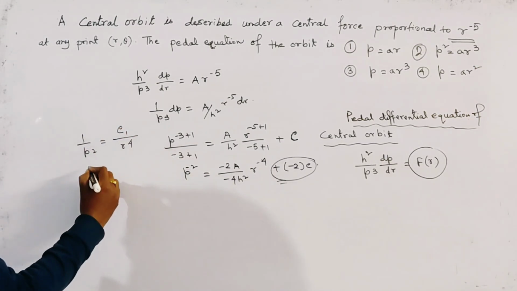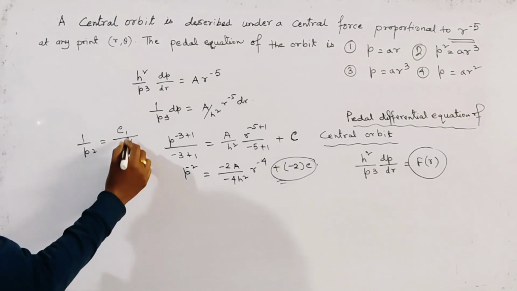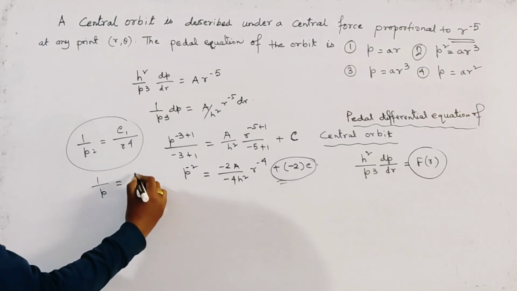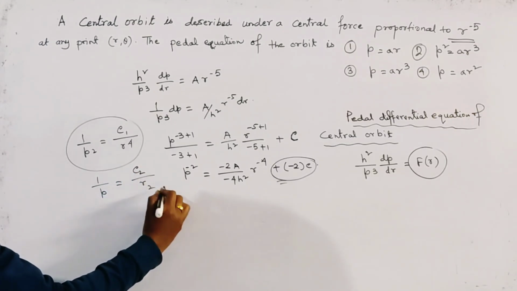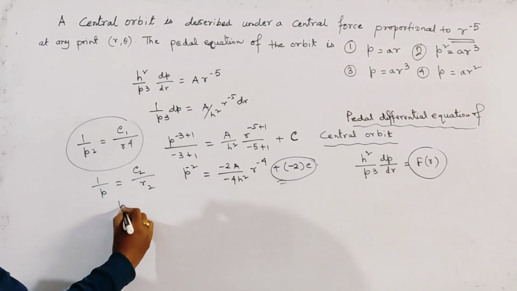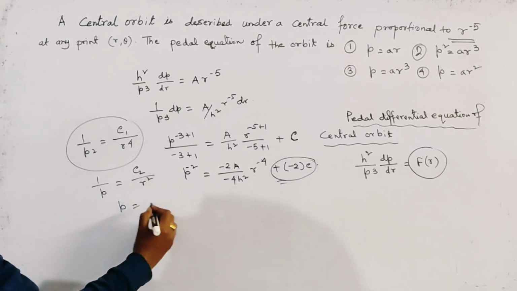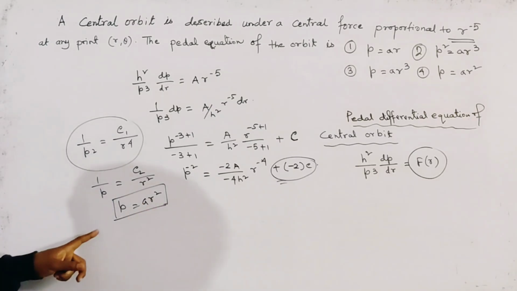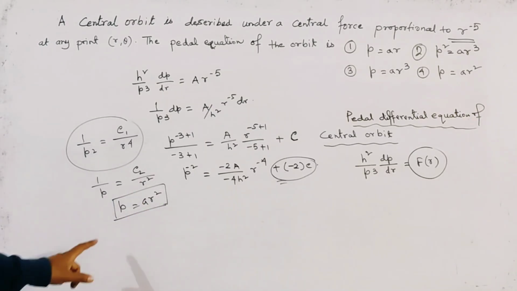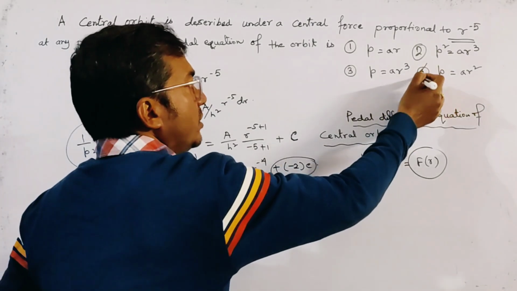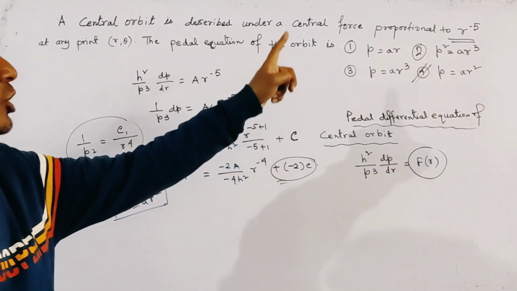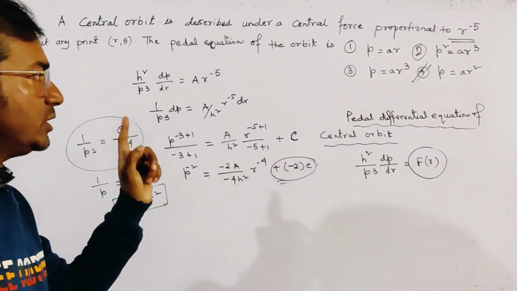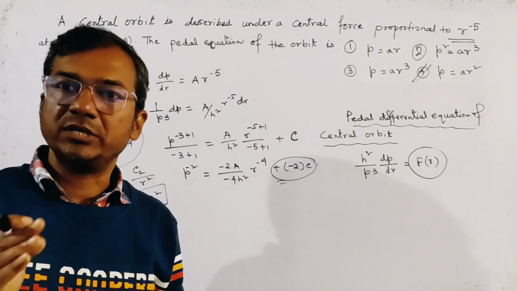By taking square root from both sides, we get 1 by p is equal to c2 by r square, and clearly this is p equal to a r square type equation. From the given options, it is clear that option number 4 is the correct option for this central force. Right? Very easily we solve it by using the pedal differential equation of central orbit.